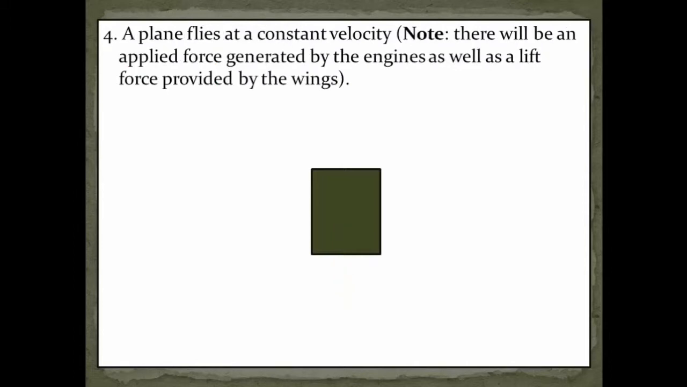A plane flies at a constant velocity. Note there will be an applied force generated by the engines as well as the lift force provided by the wings. Whoa! That sounds hardcore. Well, let's start with the easiest one. We know a plane has some weight. It is going at a constant velocity. So what does that mean? That means it's not accelerating in any direction, which means there has to be some sort of force pointing up. And we were told that there is this idea of a lift force. We don't have anything specific for it, so let's just call it force lift. And we know that these 2 lines are equal to each other.